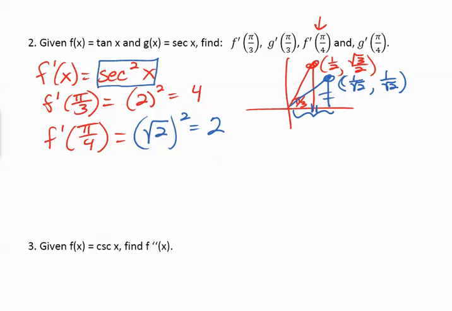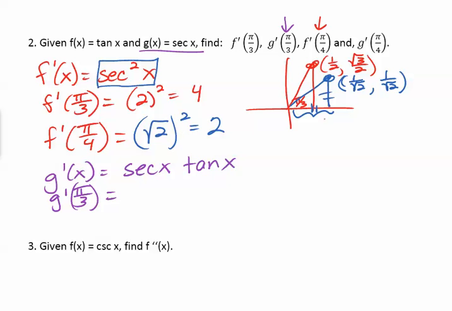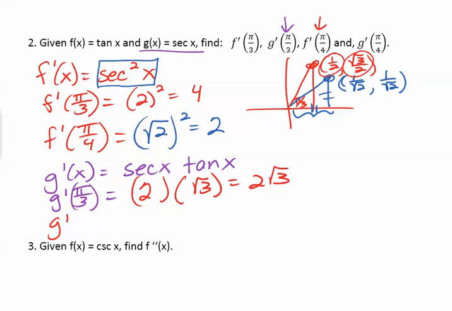All right, and then we also need to do our derivative of secant, so g prime of x. The derivative of secant is secant tangent. And then let's do it at a couple specific points here at our pi over 3 angle. So back to our red triangle. The secant is the reciprocal of cosine, so that's 2. And the tangent of that angle is the y-coordinate over the x-coordinate, so that's the square root of 3. And then we need to do g prime of pi over 4.